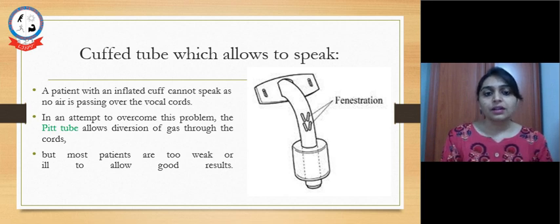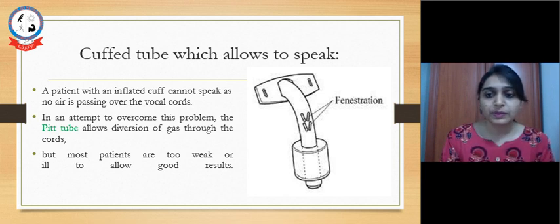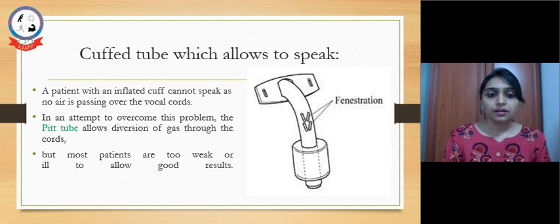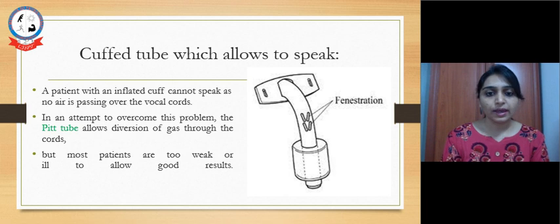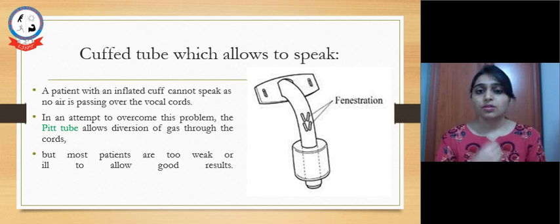Next type is the cuffed tube, which also allows the patient to speak. As I said earlier, if there is a seal in the trachea between the tracheostomy tube and trachea, the air will not go towards the larynx. That means in the vocal cords there will be no air, and if a person does not get air in the vocal cords, how can he speak?